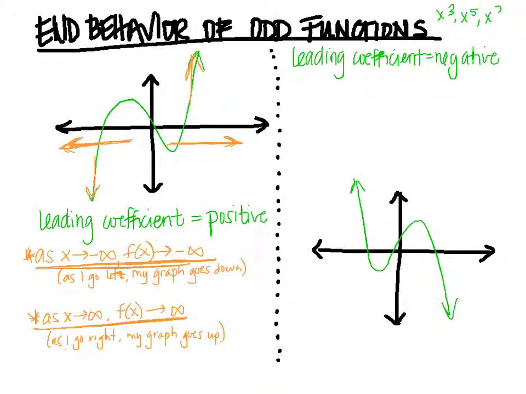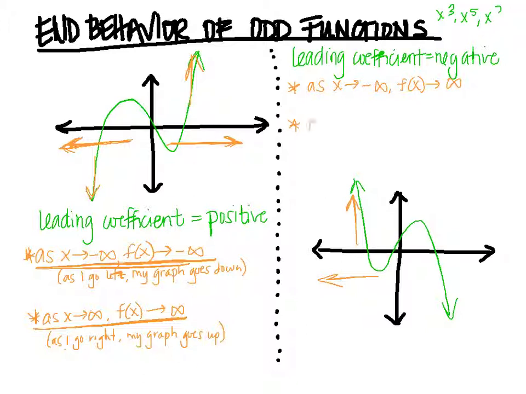Okay, we're going to do it again. Let's go to the left first. So if we go to the left first, we say as x goes, and the smallest number we know to the left is negative infinity. The question is, where is my graph going? Well, as I go left, my graph goes up. So f of x goes to positive infinity.